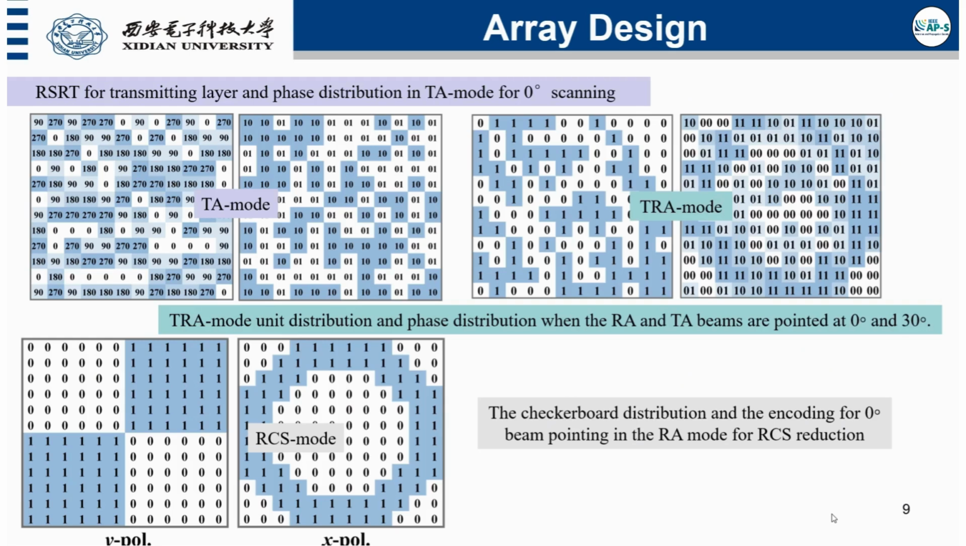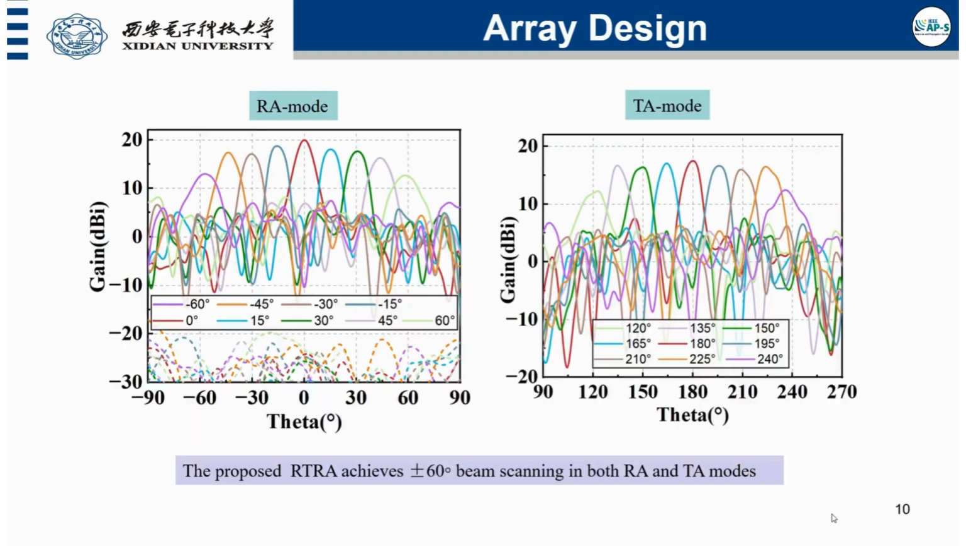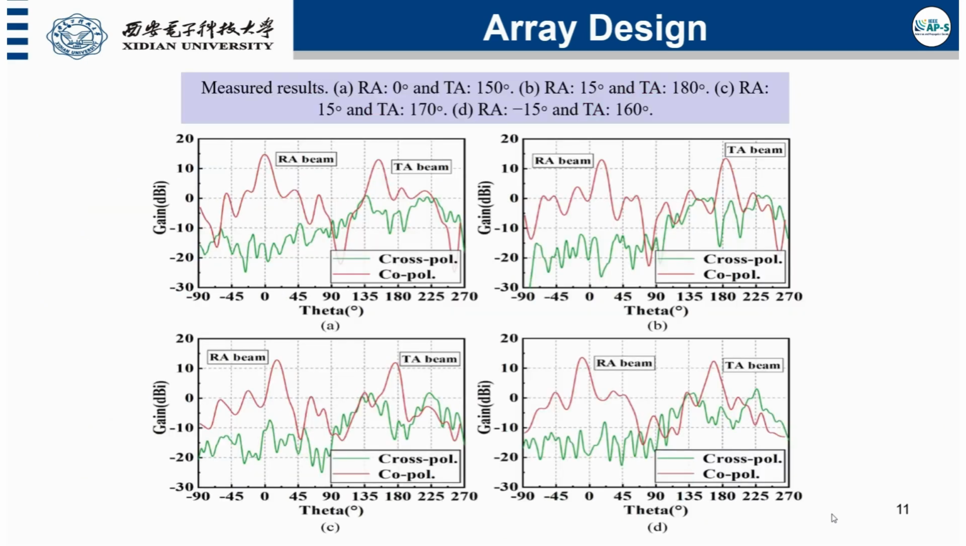In this slide, you can see the RSRT for the transmitting layer and phase distribution in TA mode for zero scanning, TRA mode unit distribution, and phase distribution when the RA and TA beams are pointed at 0 and 30, respectively. The checkerboard distribution and the encoding for zero beam pointing in the RA mode for RCS reduction. We've also achieved plus or minus 60 degrees beam scanning in both RA and TA modes, which is quite an achievement for our metasurface. Measured results in TRA mode, such as RA 0 and TA 15 and so on.